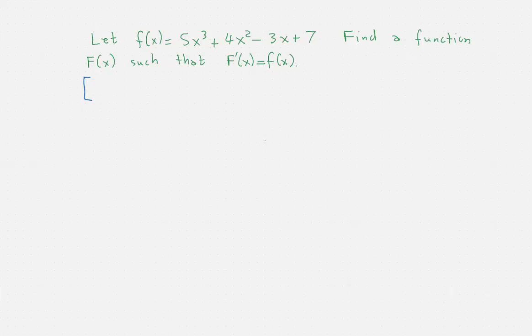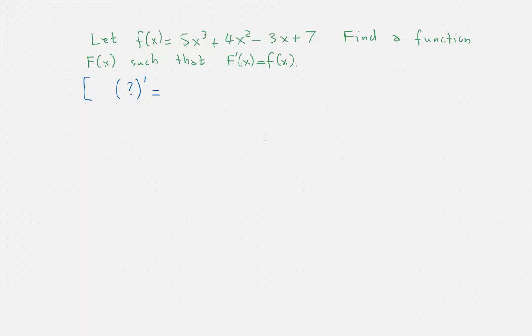So here we're given a function f of x, a polynomial actually, and we would like to find another function whose derivative is that given polynomial. We call such a function an antiderivative for our polynomial. And pretty much the idea is that we're really trying to find a mystery function, let's denote it by a question mark, whose derivative is 5x cubed plus 4x squared minus 3x plus 7.